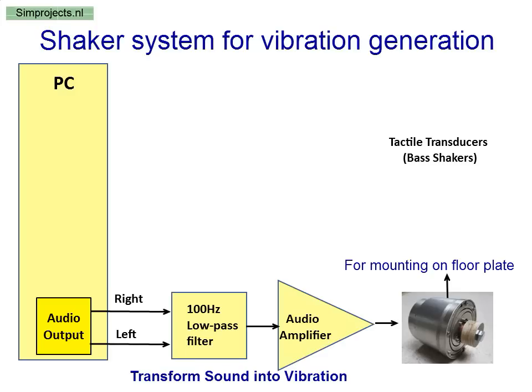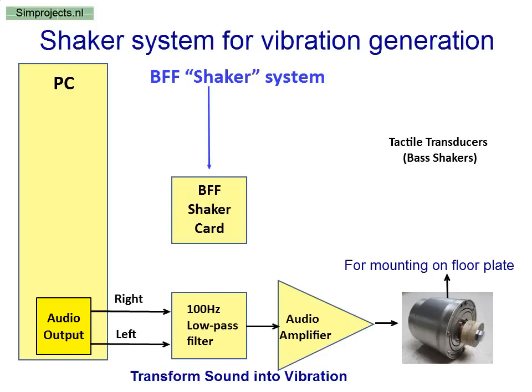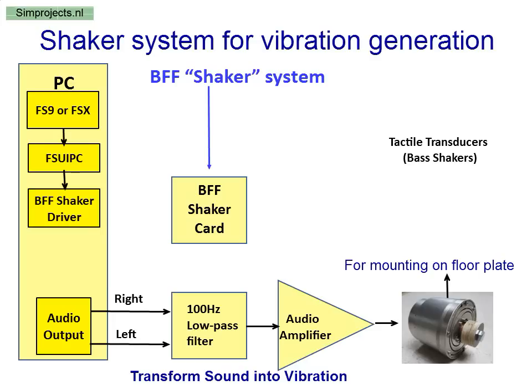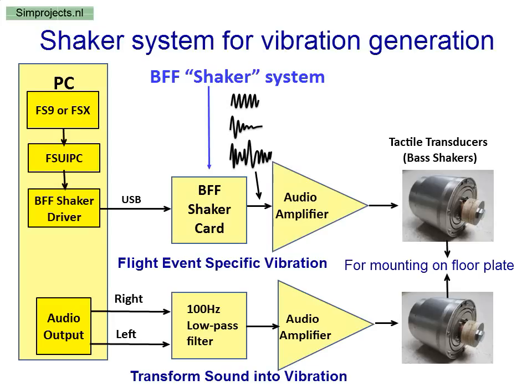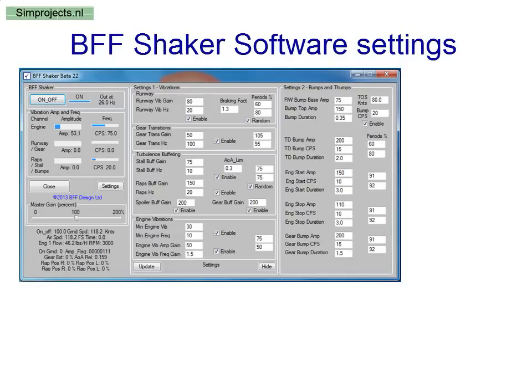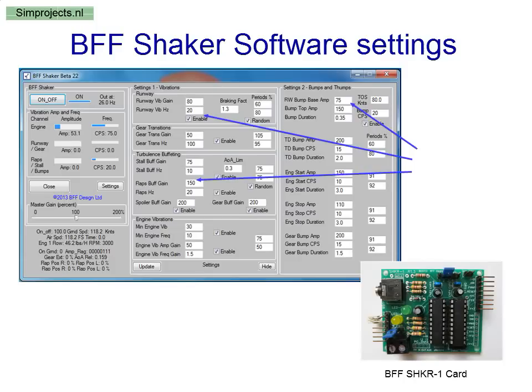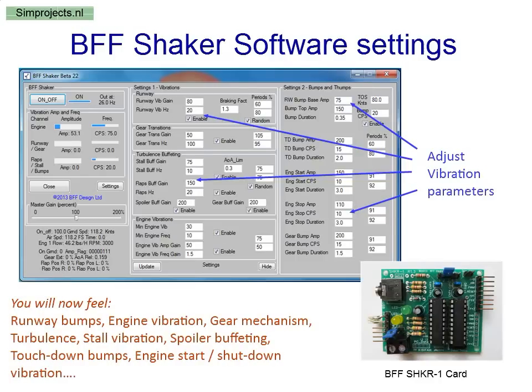The other channel uses the BFF Shaker system, which extracts flight events from flight simulator via FSUI PC, and then generates several kinds of waveforms based on what kind of event is happening. These waveforms are then amplified and drive another transducer. The BFF Shaker system will let you tune various vibrations based on flight events. After careful tuning, you will actually feel runway bumps, engine vibration, gear mechanism, turbulence, stall vibration, touchdown bumps, and many more.